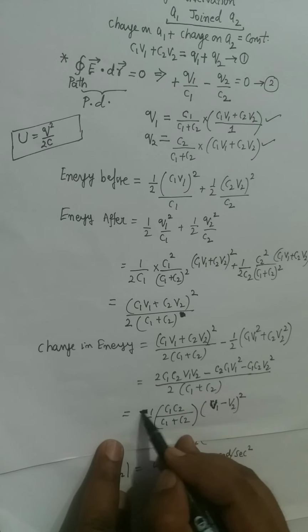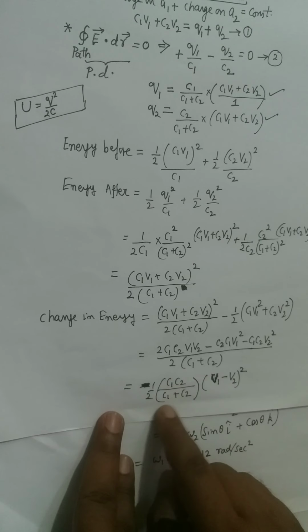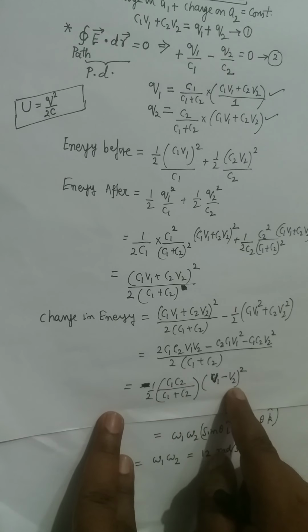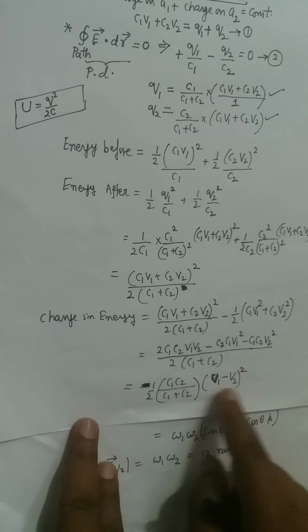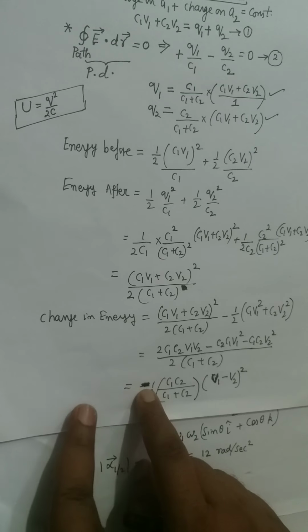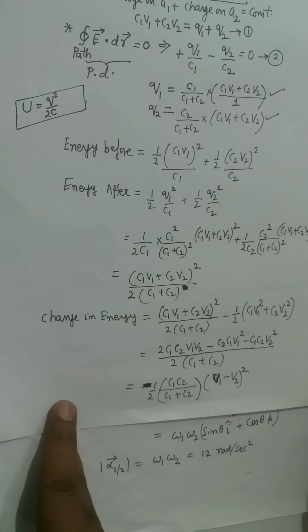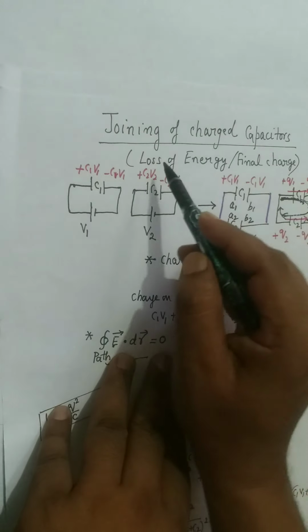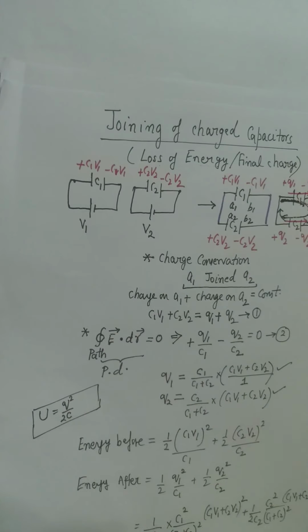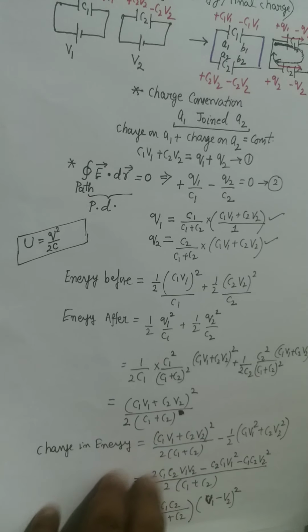You will get a minus sign here: minus 1 by 2 C1 C2 upon C1 plus C2 times V1 minus V2 whole square. The negative sign indicates that energy is lost, the change of energy is negative, which means the final energy is less than the initial energy, and the loss of energy is accounted for. You can justify this loss as the heating effect of current. That much energy will be dissipated in the form of heat.